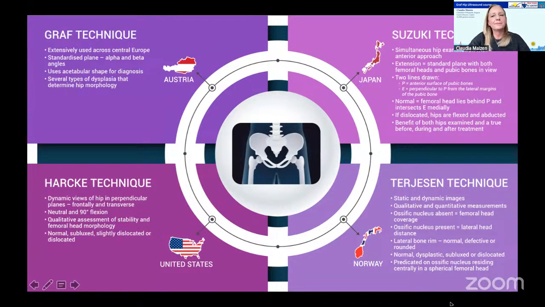Briefly, the Graf technique originated in Austria, and is used pretty much in Central Europe and also Mongolia. The Suzuki technique originated in Japan, and as we heard from an ICODE colleague from Japan, is mainly used in the hospital where Suzuki is practicing. The Harcke technique originated in the United States and is widely used there. The Terjesen technique or Morin technique, the 50-50 technique, originated in Norway, is very much used in Scandinavia, but also in big parts of the UK.